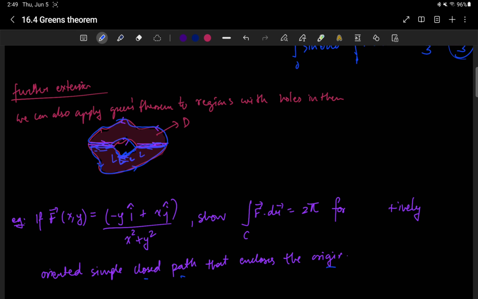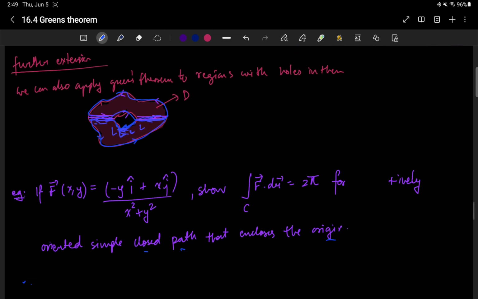Okay, let's look at one last problem. If you are given a vector field given by negative y i-hat plus x j-hat, over x squared plus y squared, show that the line integral equals 2 pi for every positively oriented simple closed path that encloses the origin.